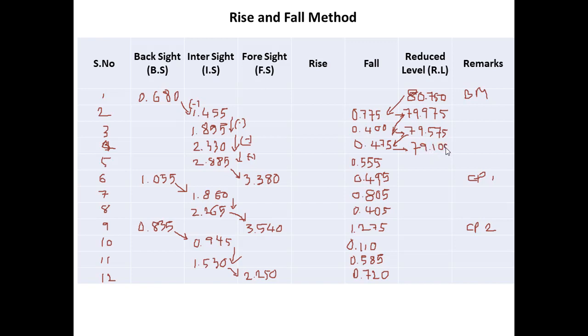So next, 79.100 minus 0.555 gives the answer of 78.545. Next, 78.545 minus 4.495 gives the answer of 78.05.